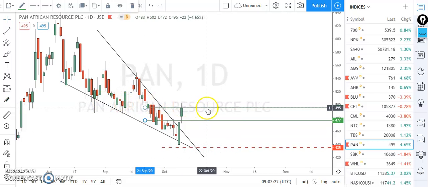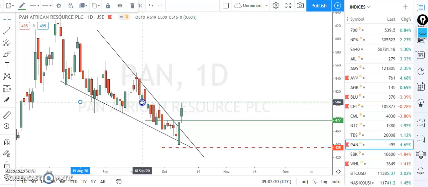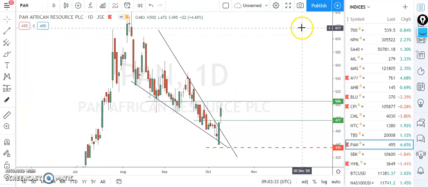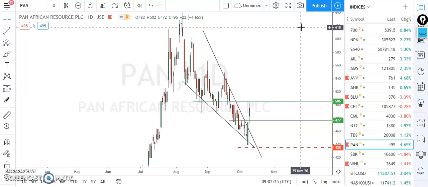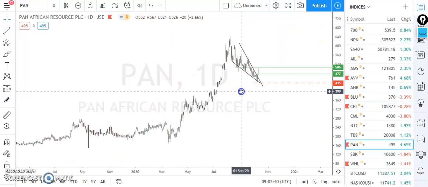If we can break above there, let's just get a price on this. If we can get above 5 Rand 5 cents, I believe this is going to go. And let's see if we can get the 6 Rand 20 area, maybe a bit higher. This is the only one that makes sense according to the wave principle.